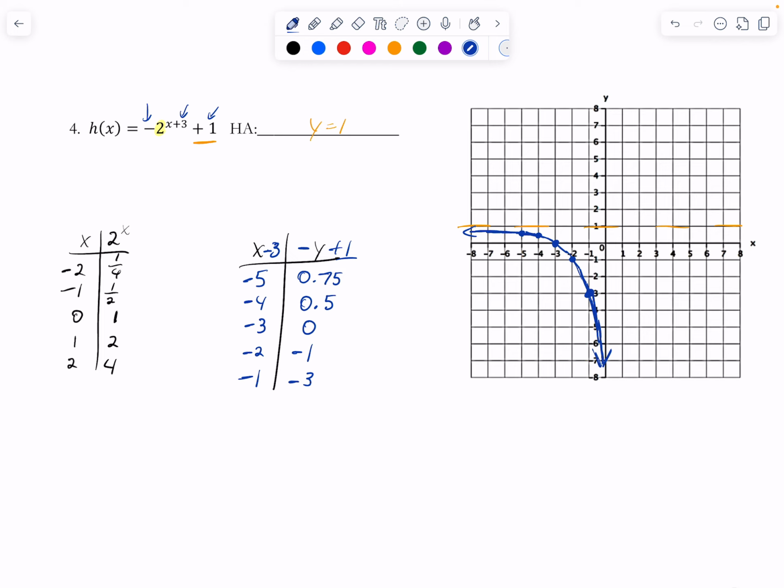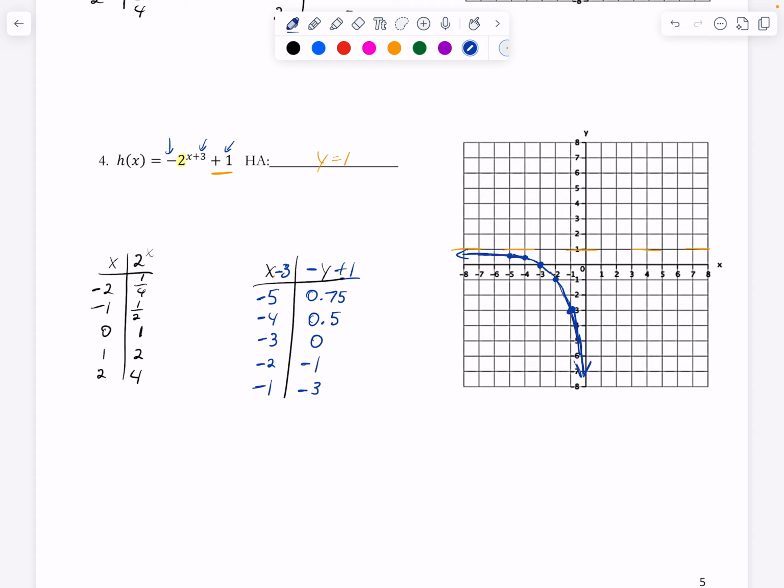All right. Okay, so that's 4 different examples that we did. That last one had the most transformations, right? It had 3 of them. We had 3 units left, 1 unit up, and that negative out front was a reflection over the x-axis.